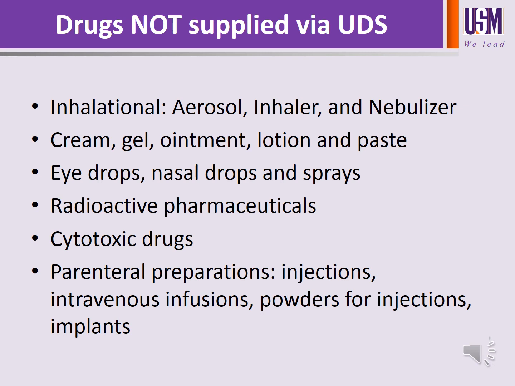We have to supply them once during the admission. Another example is radioactive pharmaceuticals. Don't tell me that you want to supply a unidose system for radioactive. It's dangerous for you and also for the patient, right? Other drugs which are very hazardous are cytotoxic drugs. Parenteral nutrition or parenteral preparations, injections, intravenous infusions, powder for injection, and also implants will not be supplied using the unidose system. For all these things, we will use a floor stock system and also other methods of drug delivery system.